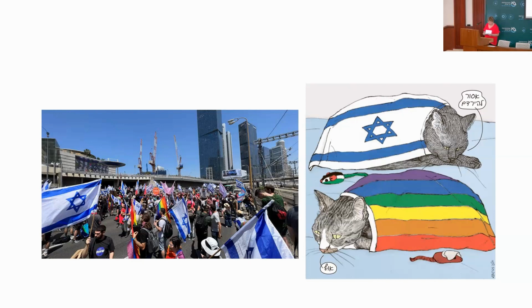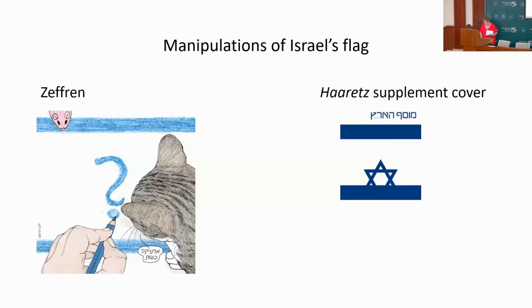In the picture on the left, the two cats are wrapped with the flags associated with the demonstrations. Demonstrators wrapping themselves with flags are a common sight. The text in the bubble, Asur le'eradem, don't fall asleep, implicitly urges the demonstrators to stay alert, but it is typically ironic because the cats are napping. Again, I moved too quickly.